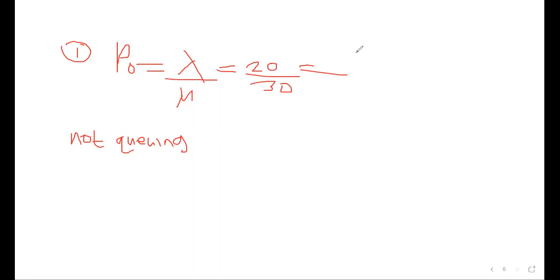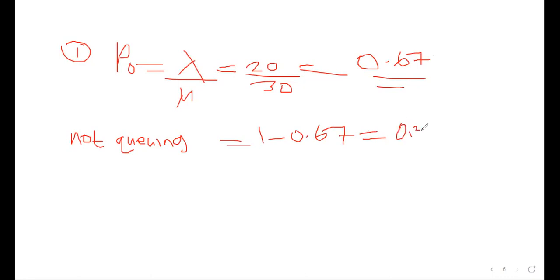So 20 divided by 30 is 0.67. Not queuing is 1 minus 0.67, which is 0.33. So that is idle, or not queuing.